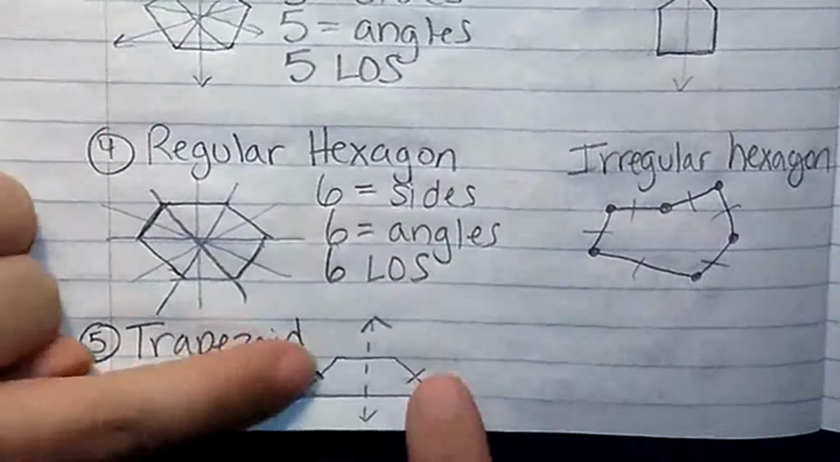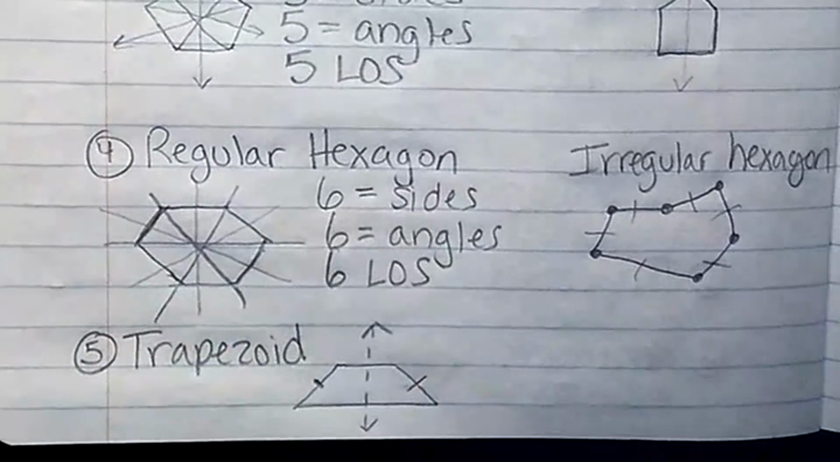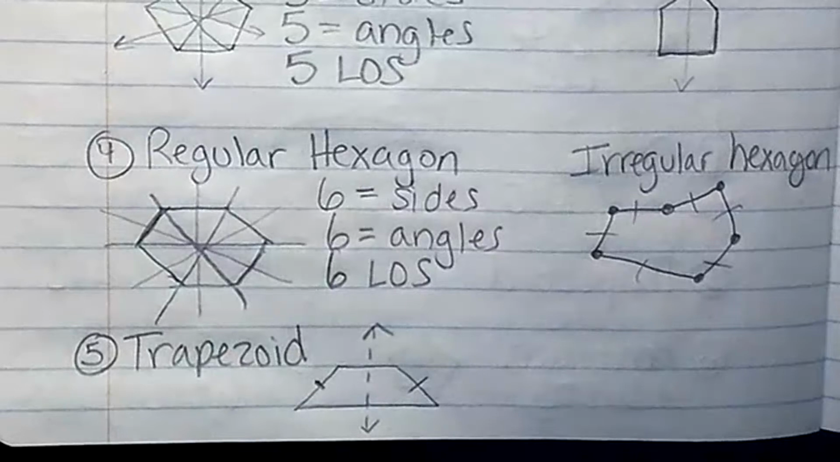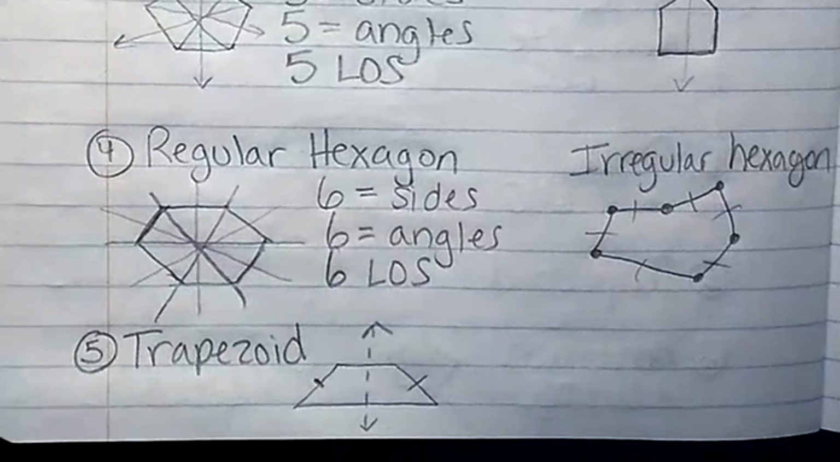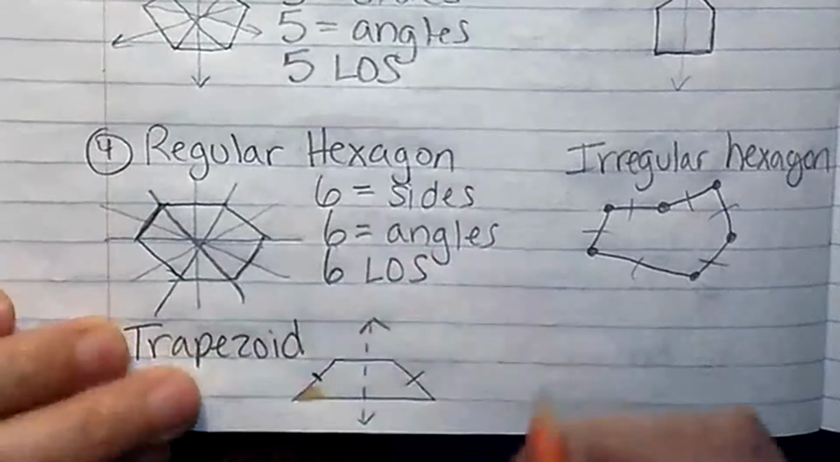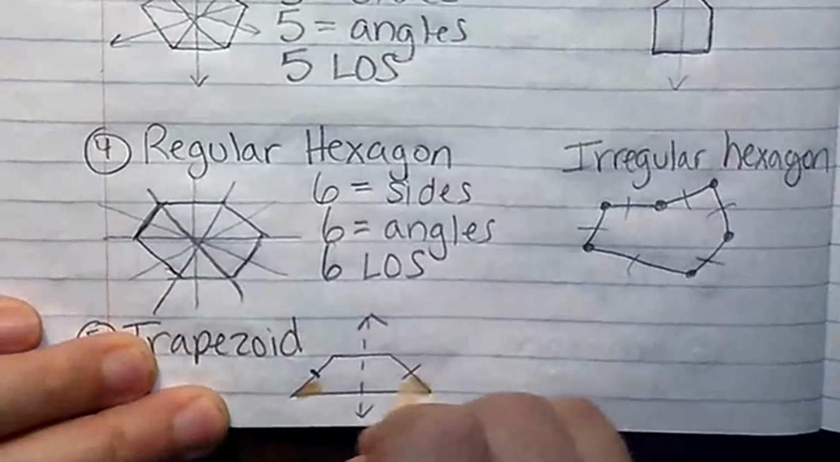It has 2 equal sides. These 2 are equal to each other. It also has some equal angles. I want you to look and see, do you see the acute angles? The tiny little cute little angles in this picture. Look at this one down here. This cute little angle would land on this cute little angle.